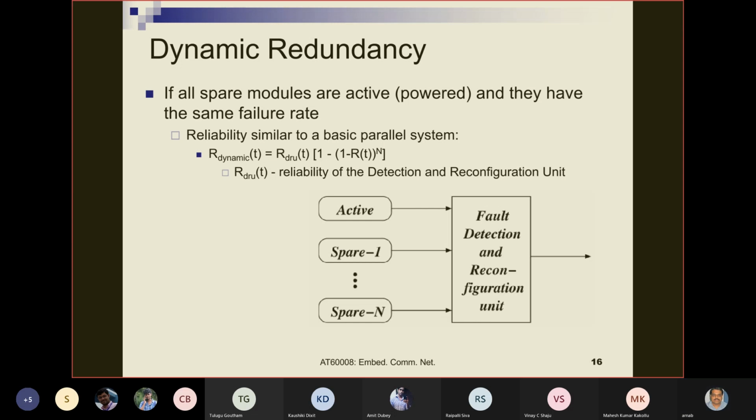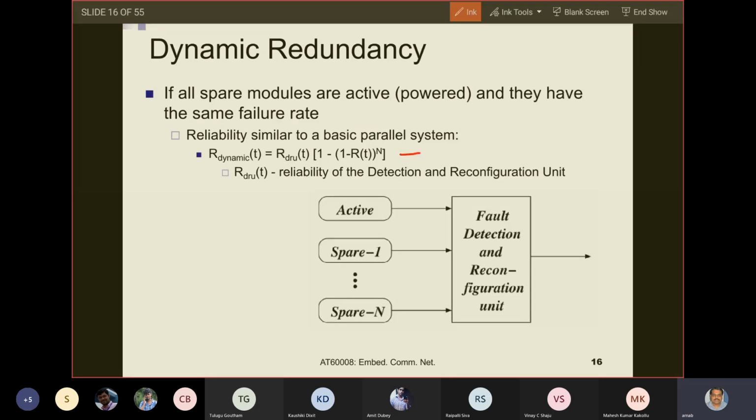The first easy thing is that if all are active together, not spares, then what will be the reliability of the system if everybody has the same failure rate? The reliability is given by R_DRU, the reliability of the detection and reconfiguration unit, multiplied by 1 minus (1 minus R_T) to the power n. So what is 1 minus (1 minus R_T) to the power n?